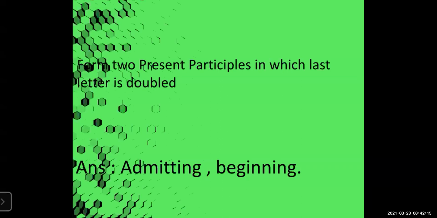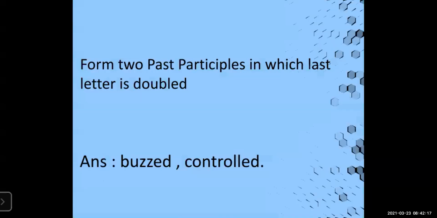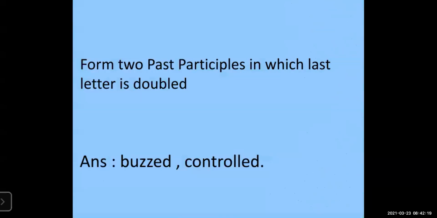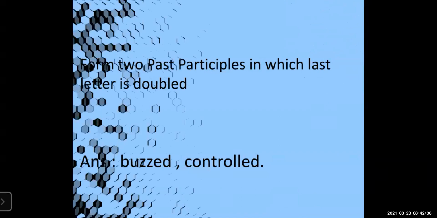It is: form two past participles in which the last letter is doubled. For example, see here: buzzed, B-U-Z-Z-E-D, controlled, C-O-N-T-R-O-L-L-E-D. So here the last letter is doubled, you can see.